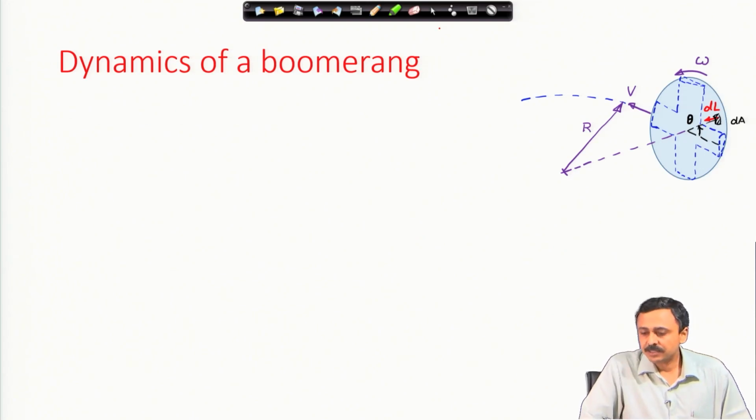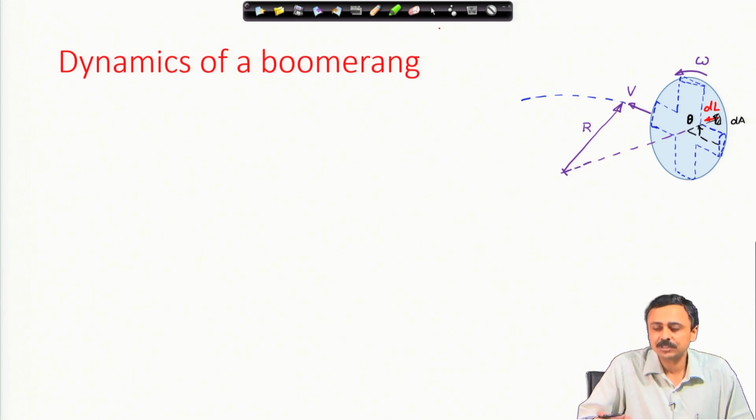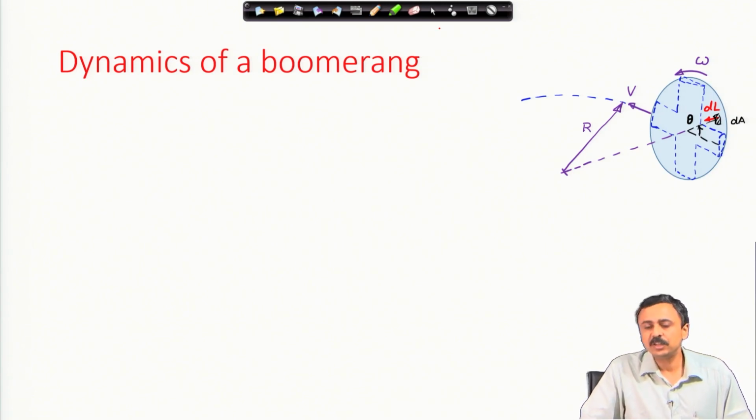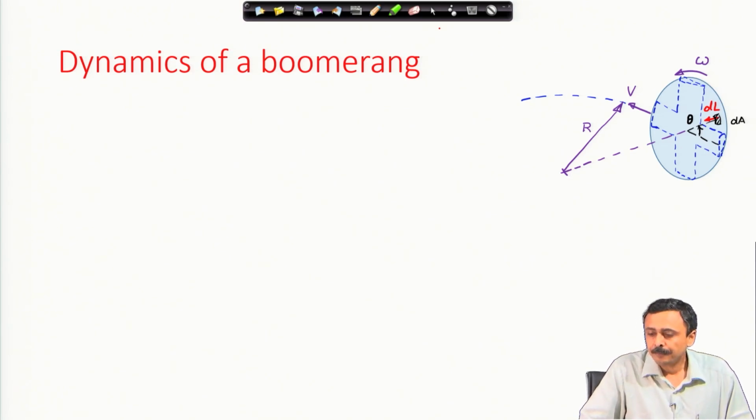To analyze this dynamics, let us make some simplifications. I am going to consider that this effect of lift comes from a disk, because ultimately we have analyzed only axisymmetric bodies. I consider that lift is being generated over a disk shaped object, which is not a very bad approximation, because the boomerang is spinning at a very high rate and the blades are passing by every point at a very high rate. I consider a small element, as I have shown, and I will calculate the lift because of that.